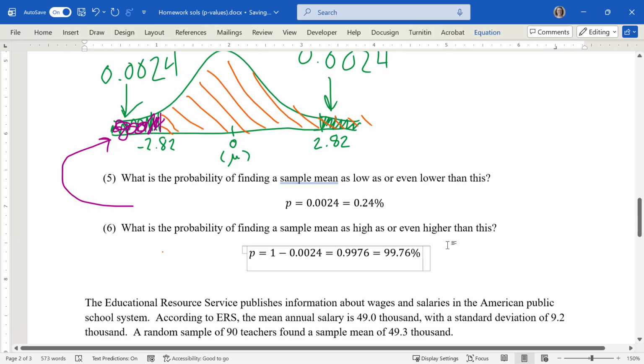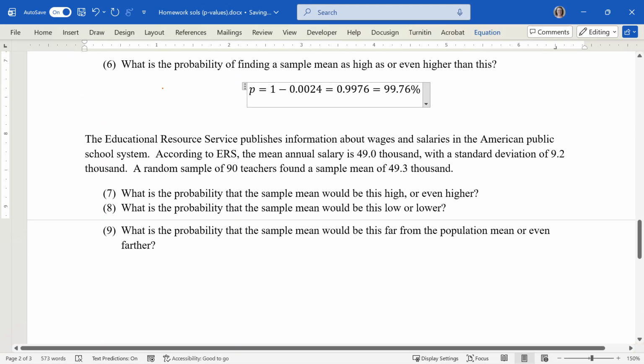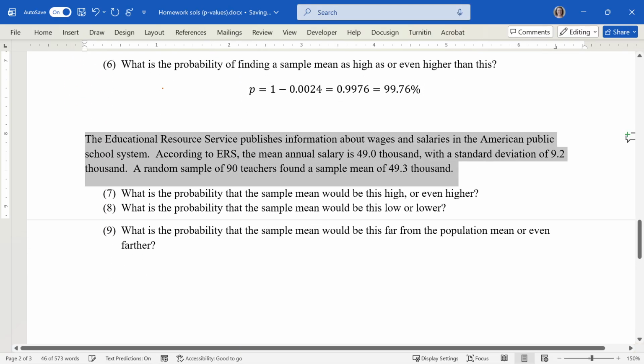Okay, last question. The Educational Resource Service publishes information about wages and salaries in the American public school system. According to ERS, the mean annual salary, this question is from a few years ago, but I'm not sure what the salary is up to now. I think this question is maybe as old as 15 years. Sorry about that. According to the ERS, the mean annual salary is $49,000 with a standard deviation of 9.2 thousand.